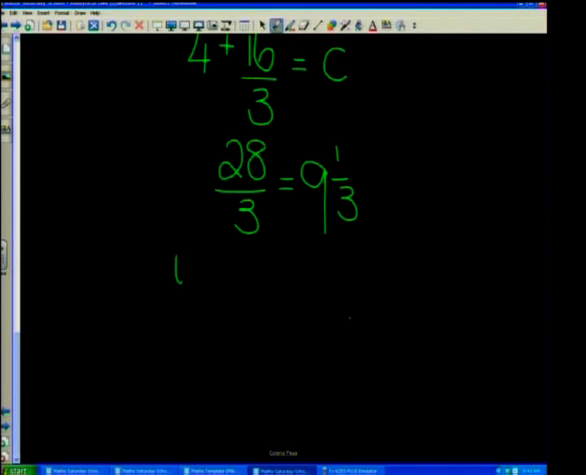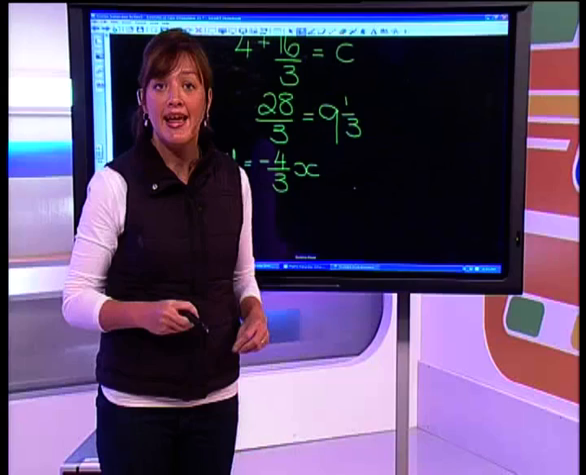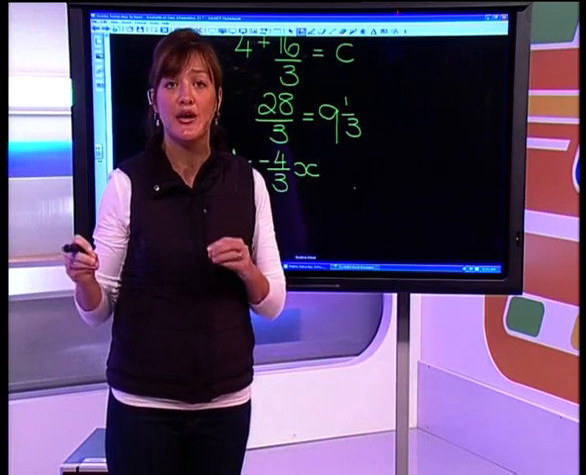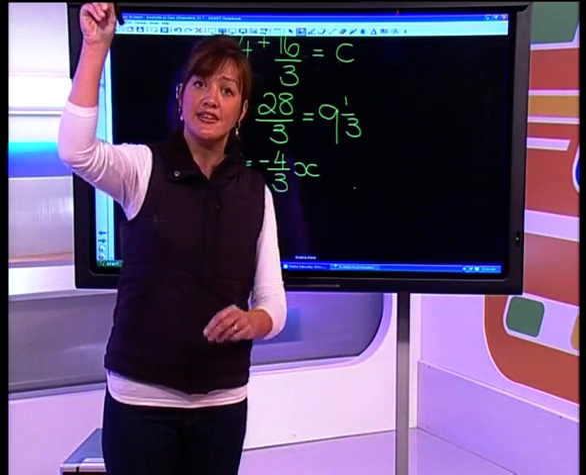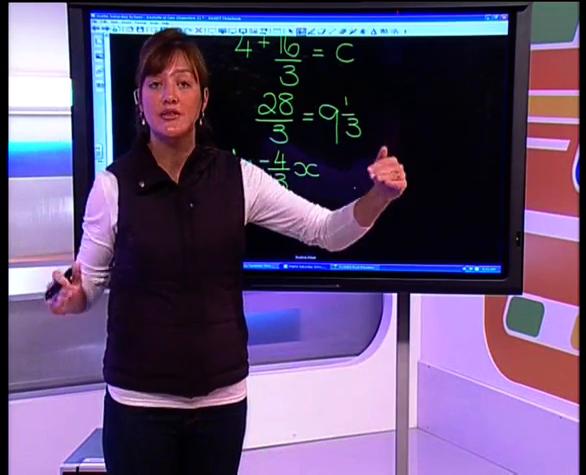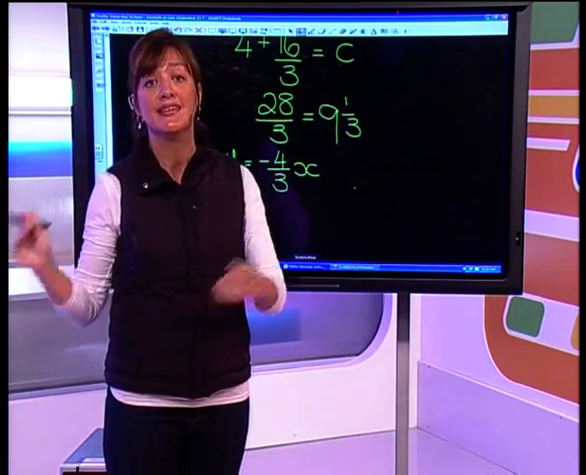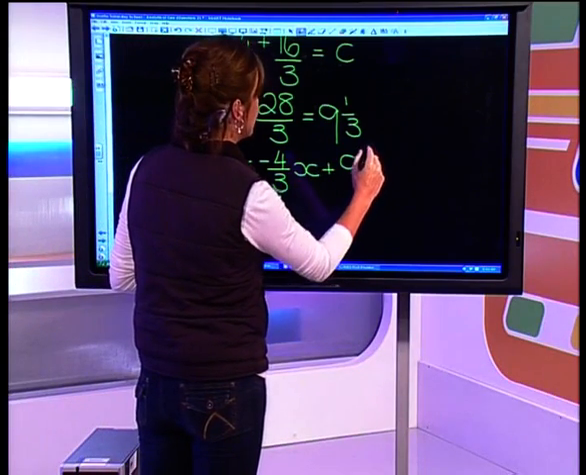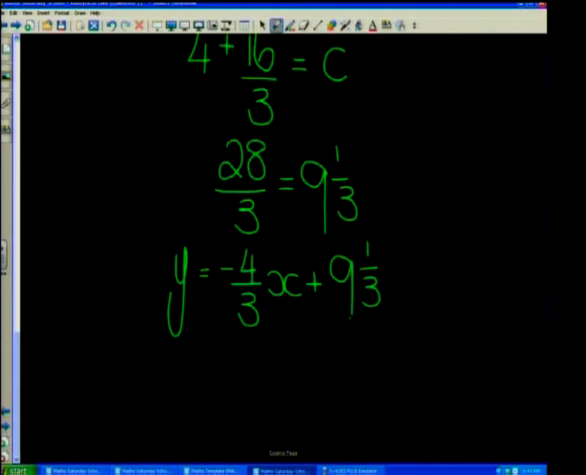We've got y equals, the gradient we said was negative 4 over 3x. And remember, the way we got that is that the gradient of a tangent is always perpendicular to the gradient that is created from the center point of the radius, okay? So your radius and your tangent are always perpendicular. And your y-intercept worked out to be positive 9 and 1/3.